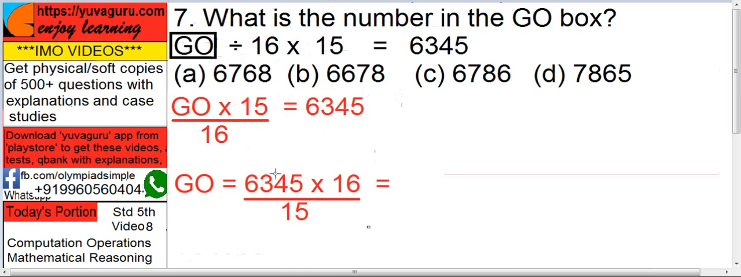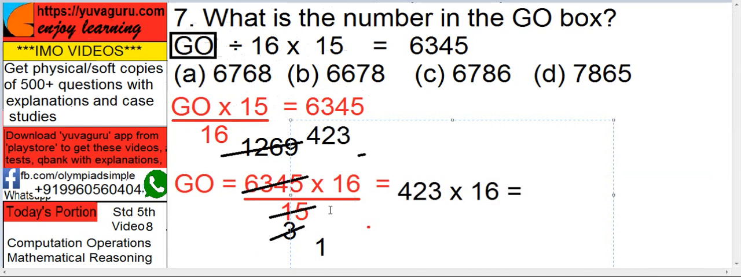Now we have to cancel these two as far as possible. Now how do we cancel? For this the best way is to learn the tables. 15 1s are 15, 15 2s are 30, 15 3s are 45. But if you don't know, then the other way is 5 3s are 15, and divide this 6345 upon 5. 5 1s are 5, then 1 remains, 5 2s are 10, 3 remains, 5 6s are 30, 4 remains, 5 9s are 45.